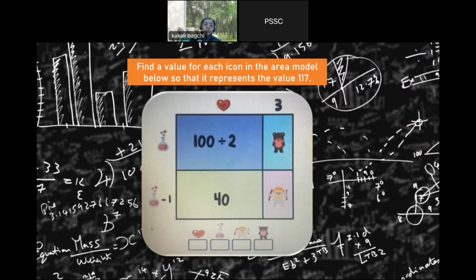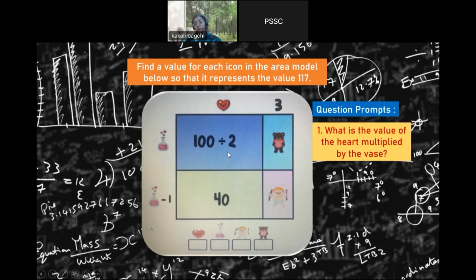So this one. Total value is 117. Find the value of these icons. First, tell me one thing. This heart into flower vase is equal to how much? 100 by 2? Heart into flower vase is equal to how much? 50. Yes, 50.